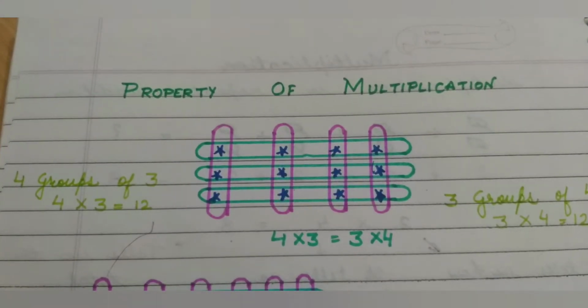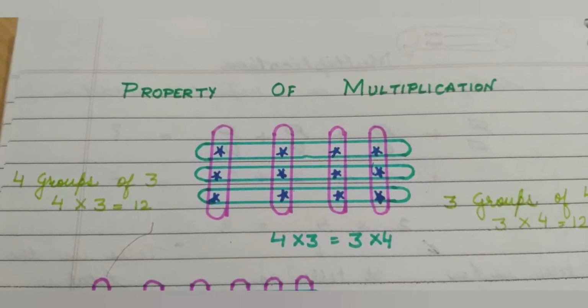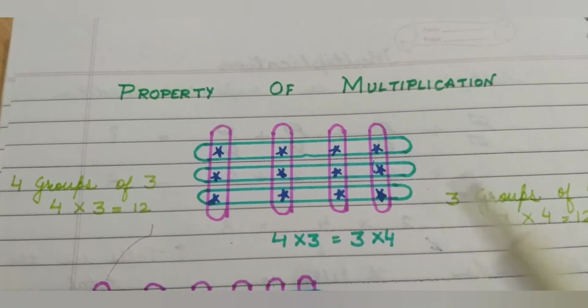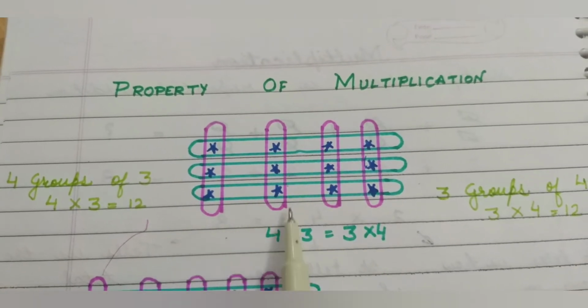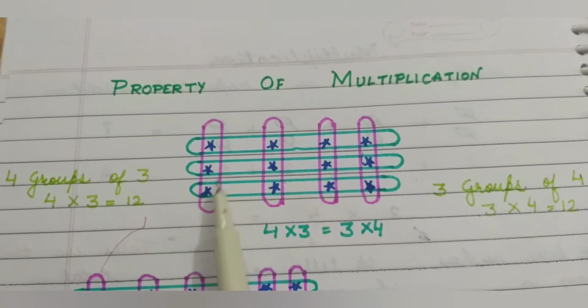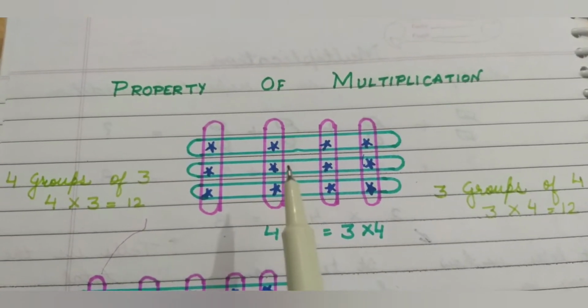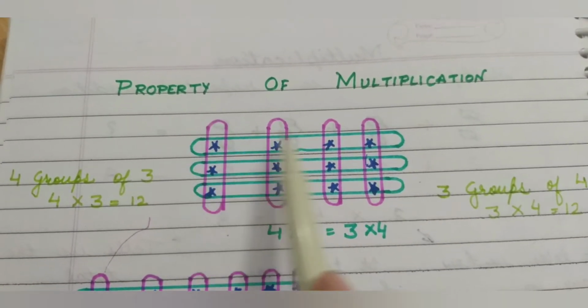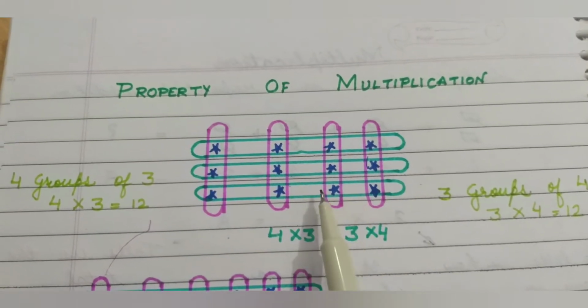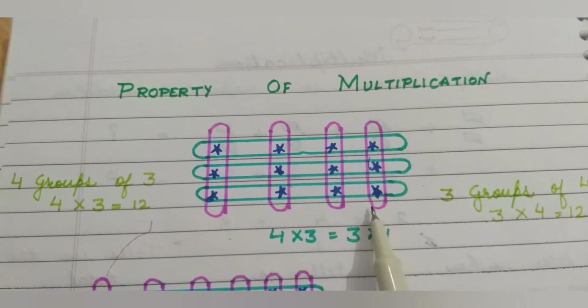Hello children. So today we are going to learn some properties of multiplication. Here you can see some stars. So look at the stars. We can group the stars in two ways. You can see this pink one and this blue one. So we can group these in two ways.